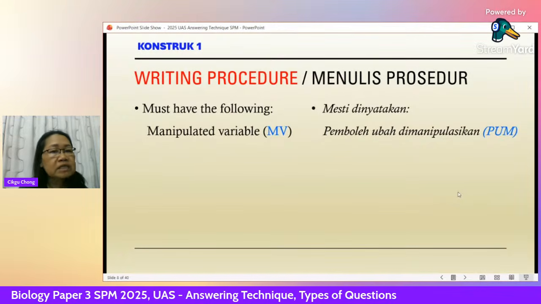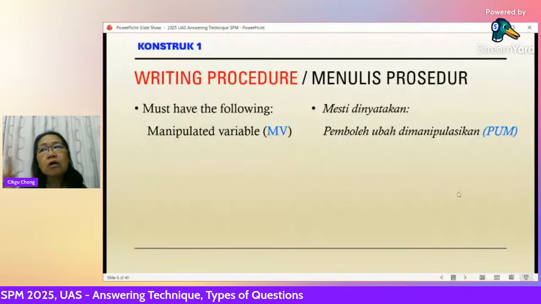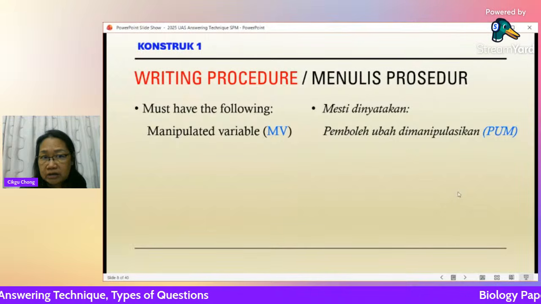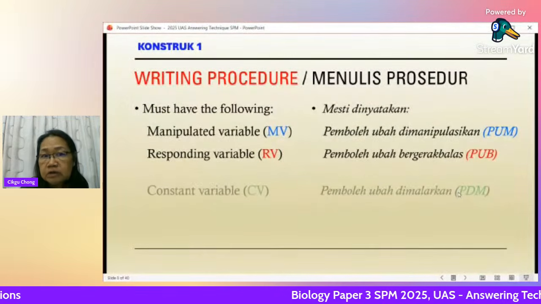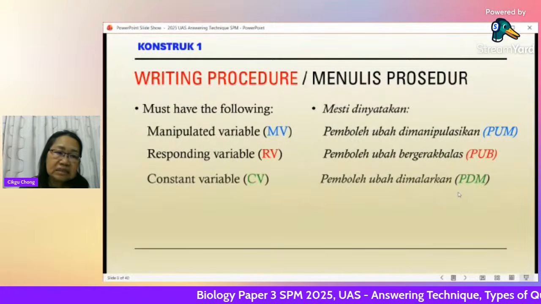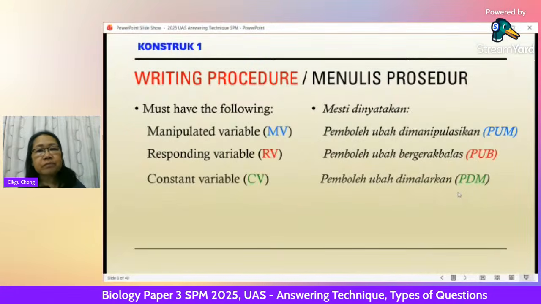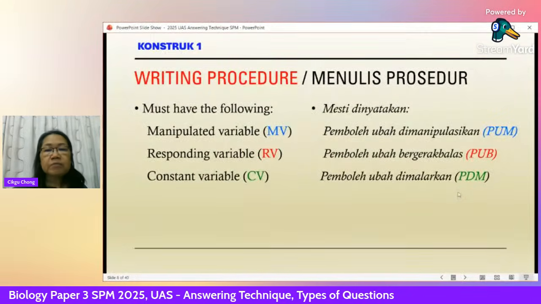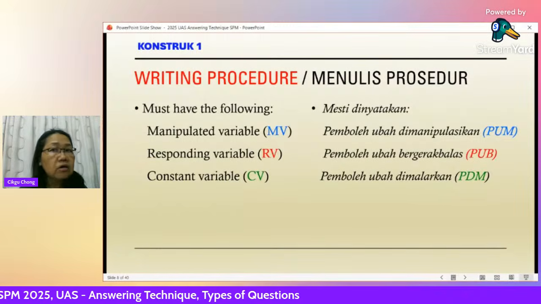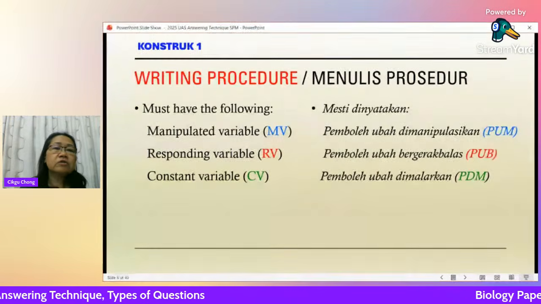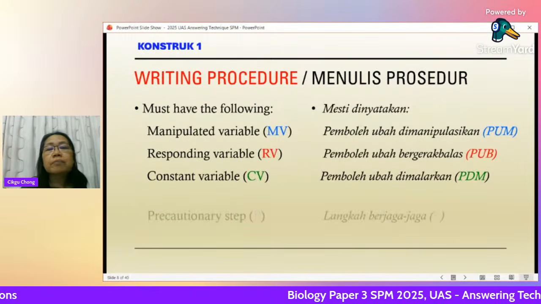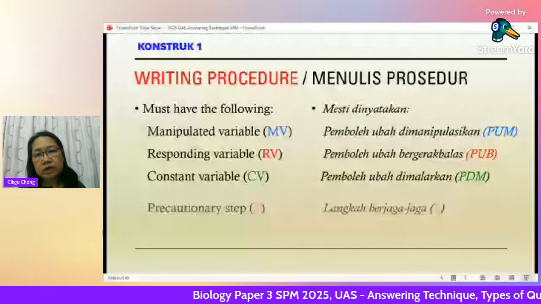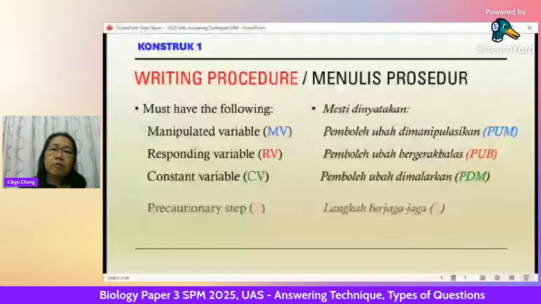First of all, you must mention your MV in your procedure, whatever you write. Then you also need to mention your RV, your responding variable, and also at least 1 constant variable. There can be many. In any experiment, there will be more than 1 constant variable, but there's only 1 MV. And also a precautionary step, at least 1. So here you will have 4 marks already.